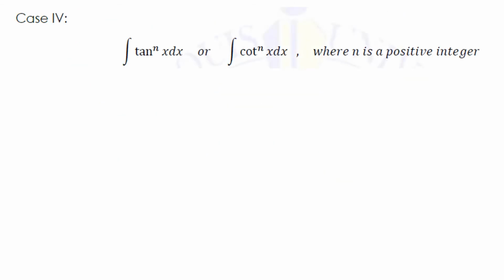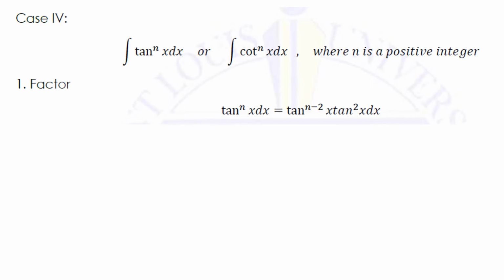Case 4 involves tangent and cotangent in the integrand. Here our condition, n is a positive integer. So it may be odd, it may be even. So n, I repeat, is the exponent of our tangent or cotangent function found in the integrand.